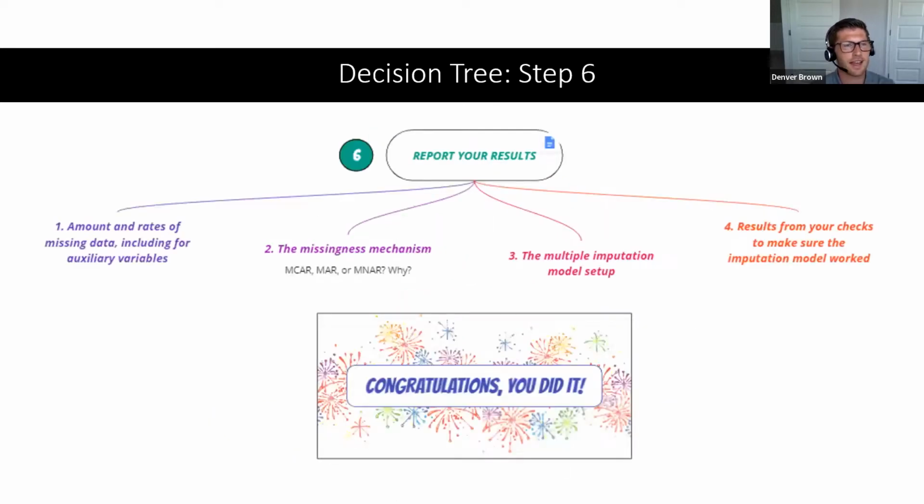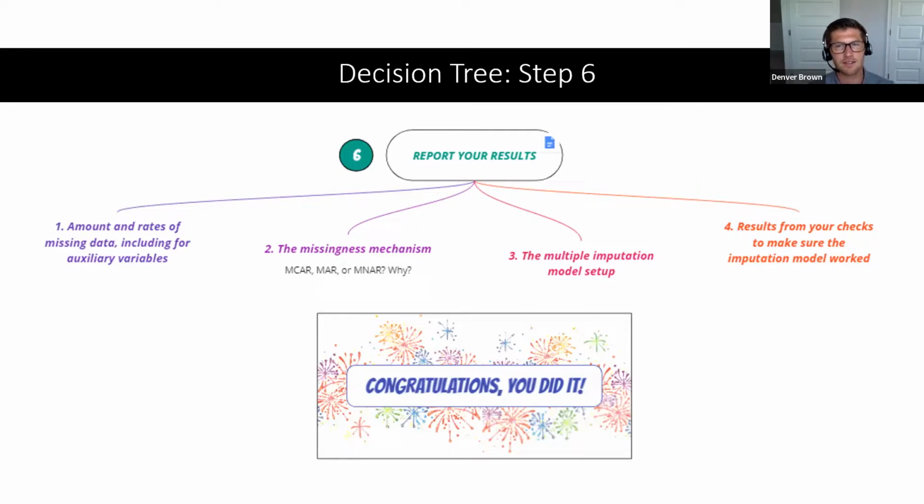Now, lastly, this is getting into how we analyze the data. So you want to report your results for what you're seeing. Again, you want to tell people about the amounts and rates of missing data, including for your auxiliary variables. Talk about that missingness mechanism, which could be in your data inspection portion of your results section. It depends on where you want to set it up. If you like to put it in your methods or your results, you want to report your multiple imputation model setup, and then look at the results from your checks and make sure the imputation worked.